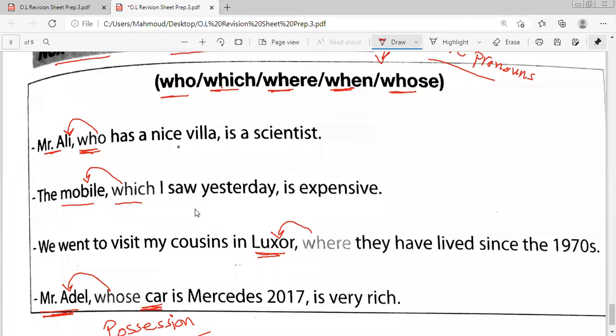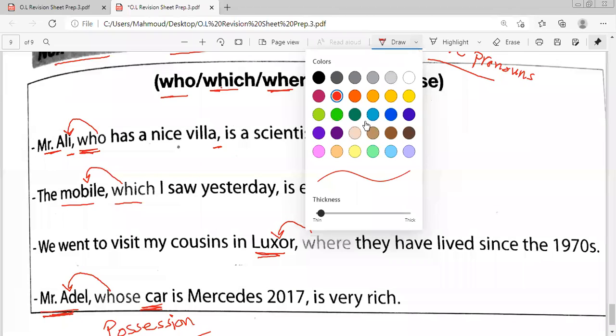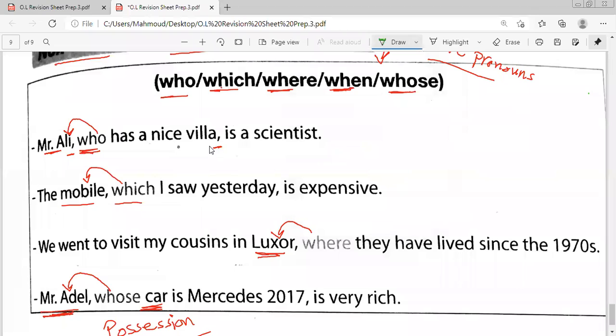Pay attention, because we have here two commas. If you look at these two commas, why? Because these are called non-defining relative clauses. Why? Because this clause, which is in the middle of the sentence, is not important at all. It gives me extra information.